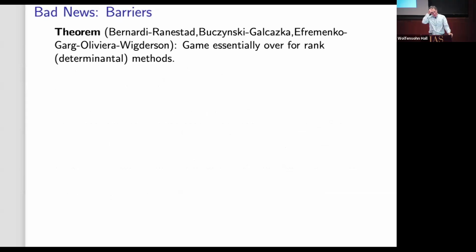But then just a few years later, in both algebraic geometry and right here at the Institute, they proved that the game is essentially over for this kind of method. It's not going to take you much further. And we know precisely the theoretical limit, and we know the practical limit now. So we're out of luck.